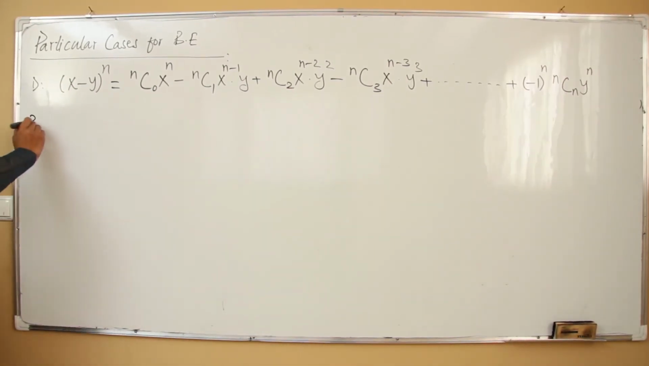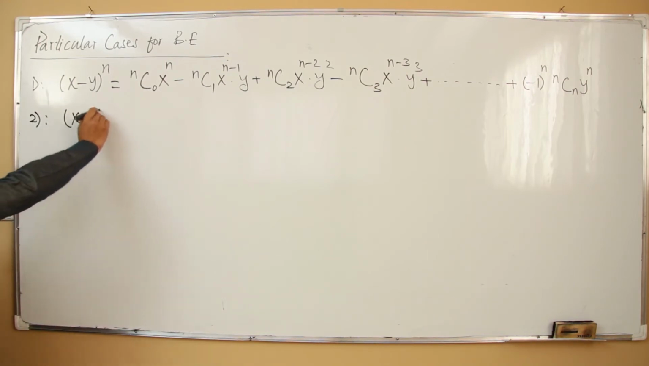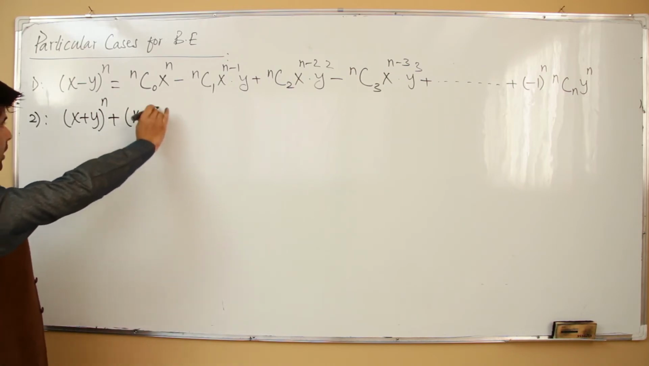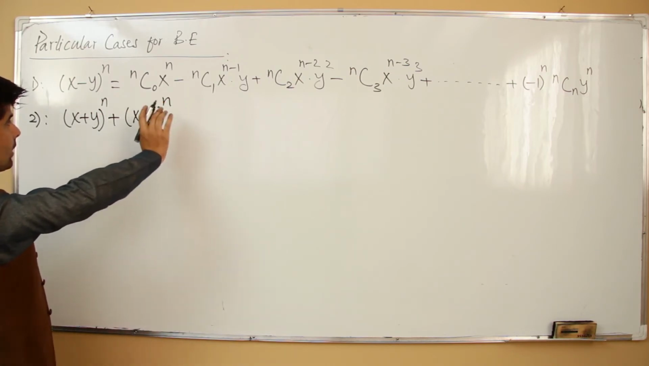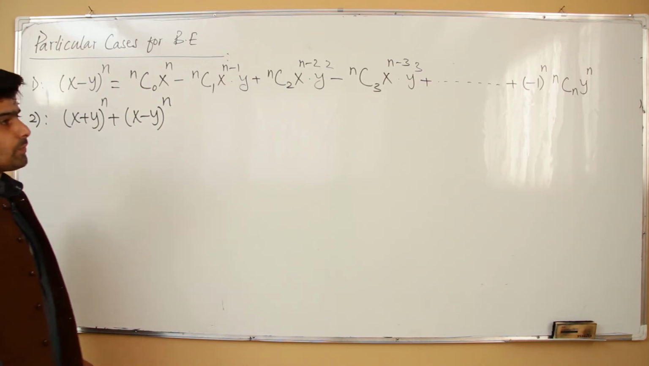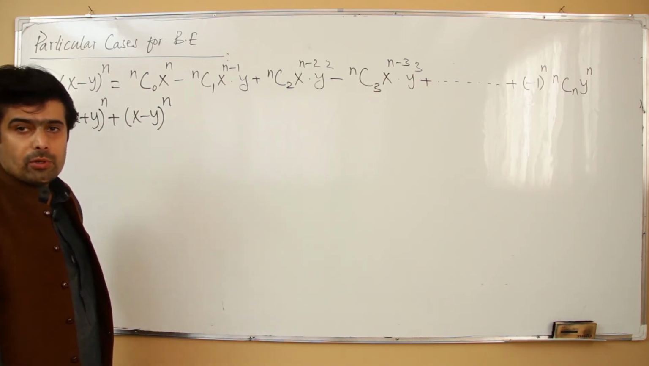Second, if you have (x + y)^n + (x − y)^n, what formula can we use?